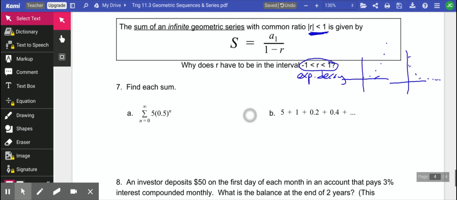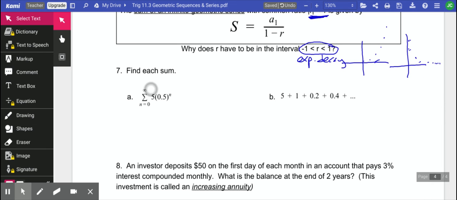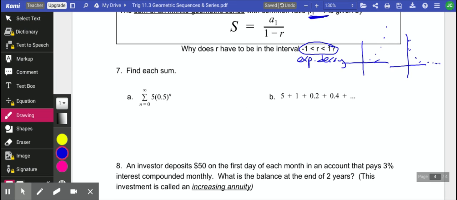All right, so let's take a look at this. So notice this is infinite, okay? So we can only use this formula if this common ratio is between -1 and 1, which it is. So we're going to find this infinite sum. We need the first term, and we get that by plugging in 0.